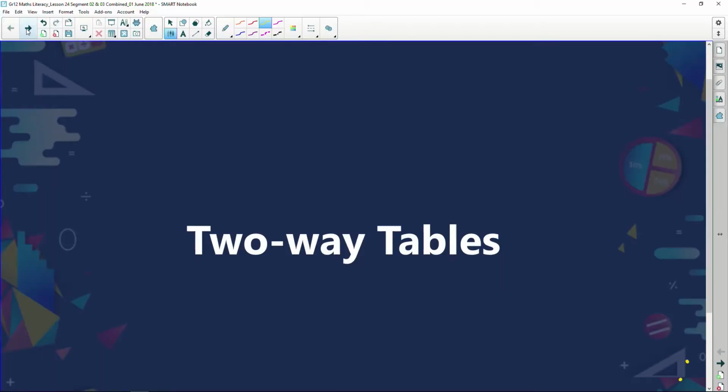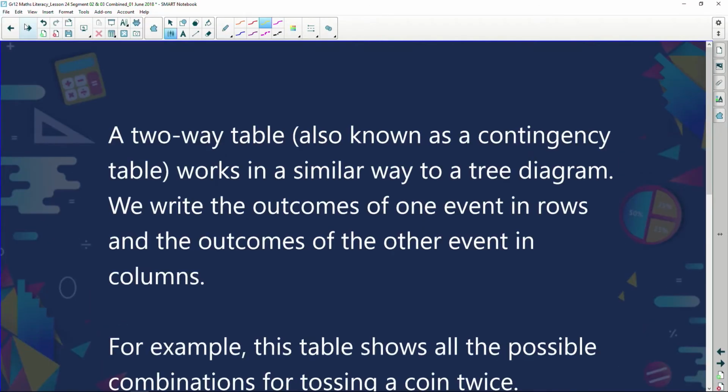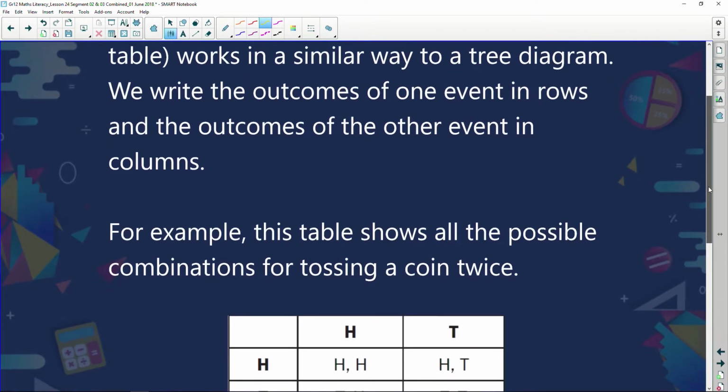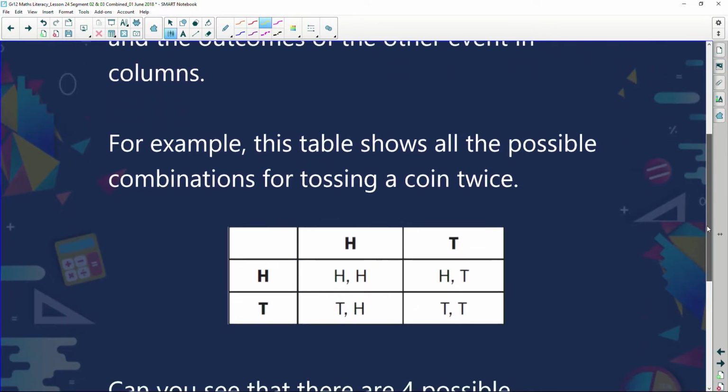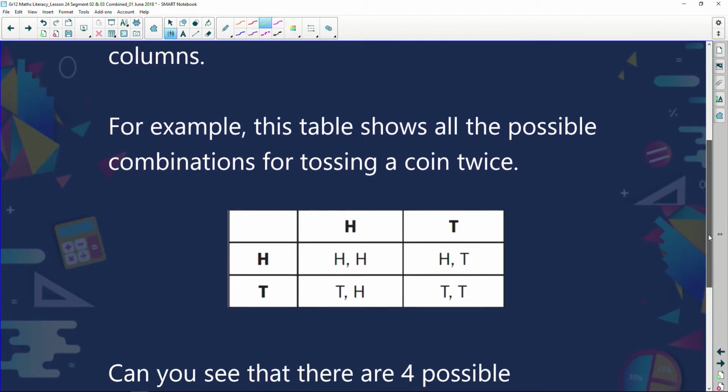Let's have a look. So, a two-way table, also known as a contingency table, works in a similar way to a tree diagram. We write the outcomes of one event in rows and the outcomes of the other event in columns. For example, this table shows all the possible combinations for tossing a coin twice.